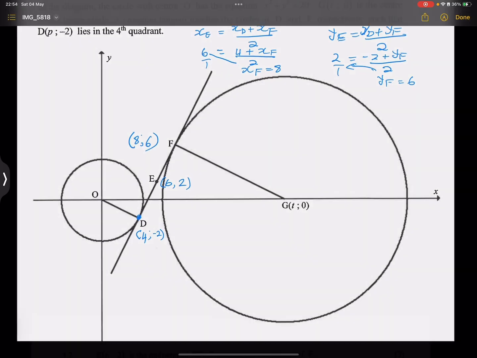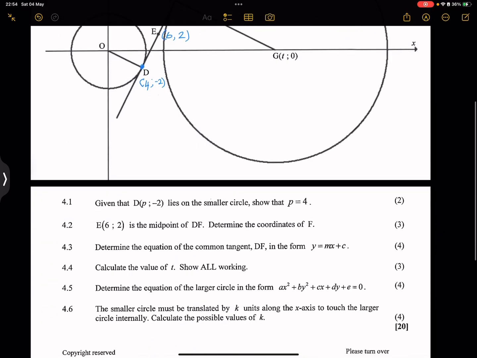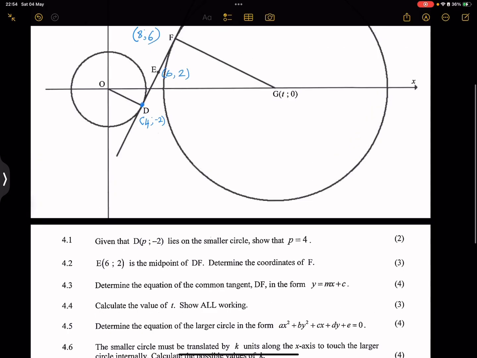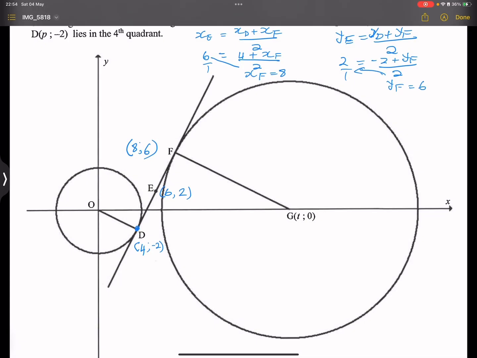Right, so the next question says that we need to determine the equation of the common tangent DF in the form y is equal to mx plus c. All right, so let's do that quickly. So we're looking for the common tangent DF. Now, firstly, let's find out the gradient of the line DF. So the gradient of DF, that's y2 minus y1 over x2 minus x1.